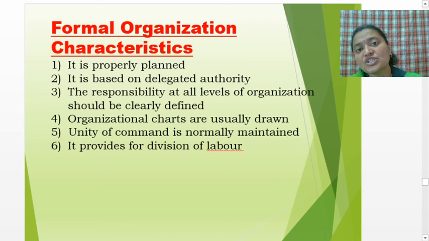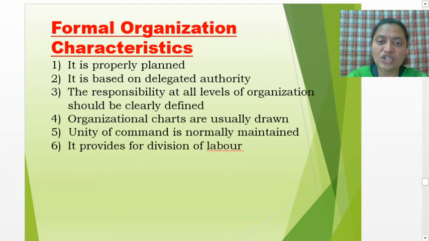Then organization charts are usually drawn. What work and responsibility has been given to each level of management is framed in the form of an organization chart. Top management gives responsibility to the middle level management and the lower level management. Then unity of command is normally maintained. What do you mean by unity of command? For example, there are two parties, supervisor and subordinate, and the supervisor has command over the subordinate.